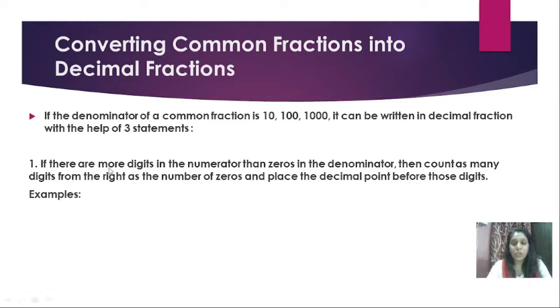So you need to count the numbers. So if the numerator has more digits than the zeros in the denominator, then you have to count the zeros. How many zeros do you have in the denominator? Then you have to go to the numerator and count that many from the right hand side. If the zero is only 1, then you will count only 1 digit and then place the decimal point. Let us see an example.